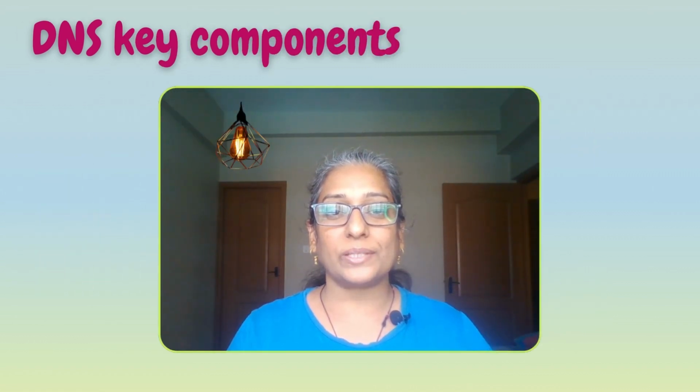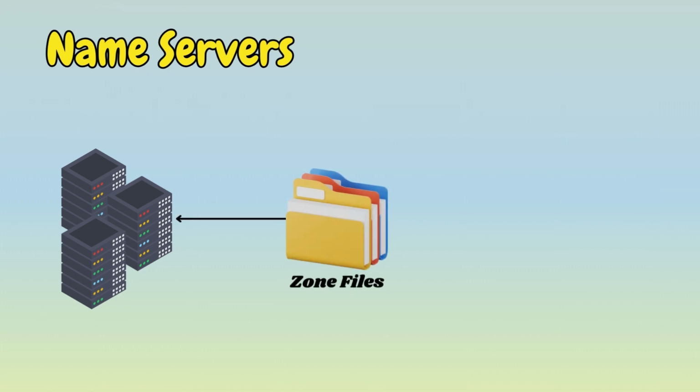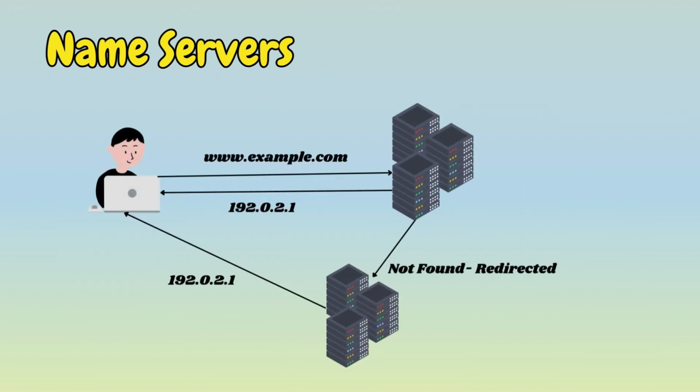In the domain name system, several key components work together to resolve domain names to IP addresses. Let's discuss each one of them. Name servers are specialized servers responsible for storing and providing DNS information. They maintain databases called zone files, which contain mappings of domain names to IP addresses and other DNS information. Name servers respond to DNS queries from clients by providing the requested information or referring the client to another name server if necessary. These name servers are structured hierarchically. We will discuss the details later in this video.